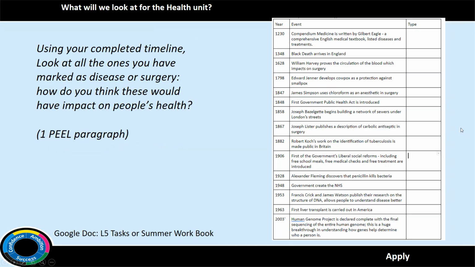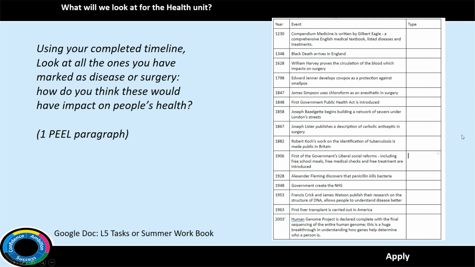The next bit is to use your completed timeline. You need to look at all the ones you have marked as disease or surgery. How do you think these would have impacted on people's health? So think about how they would help people. How would they help the population as a whole deal with health?